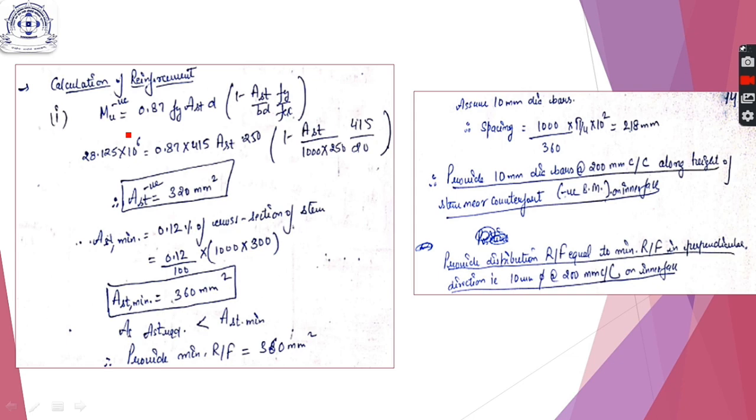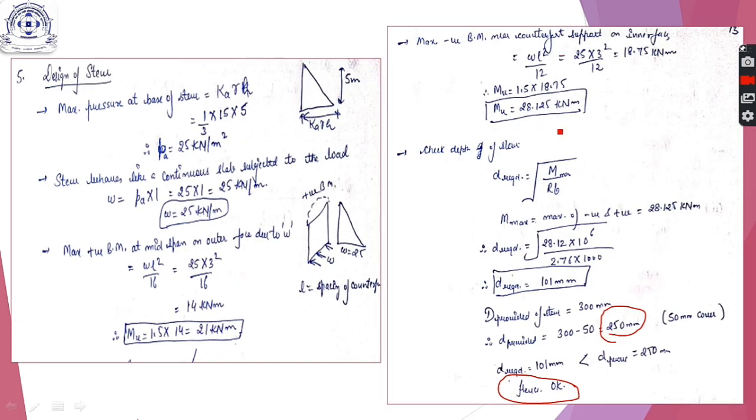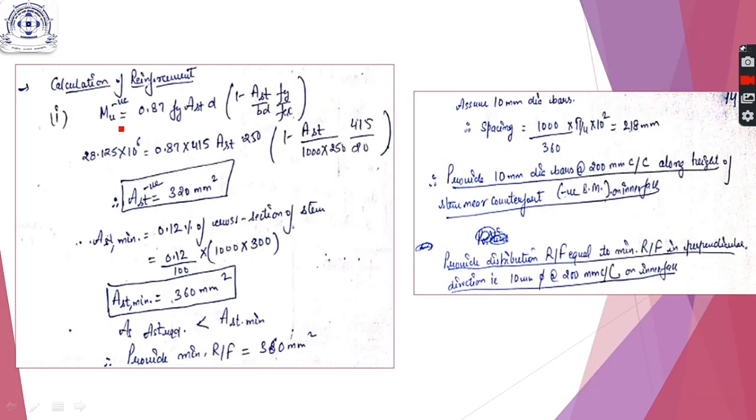We calculate reinforcement due to the positive as well as negative bending moment. First I take the higher value, that is 28. So always take the higher value first. Reason I will explain to you now. First calculate Mu negative, which is reinforcement due to Mu negative. It is coming out to be Ast equal to 320 mm square. Now we will compare it with minimum Ast required, which is 0.12% of cross section of stem. It is coming out to be 360. So Ast required is 320 and Ast minimum is 360.